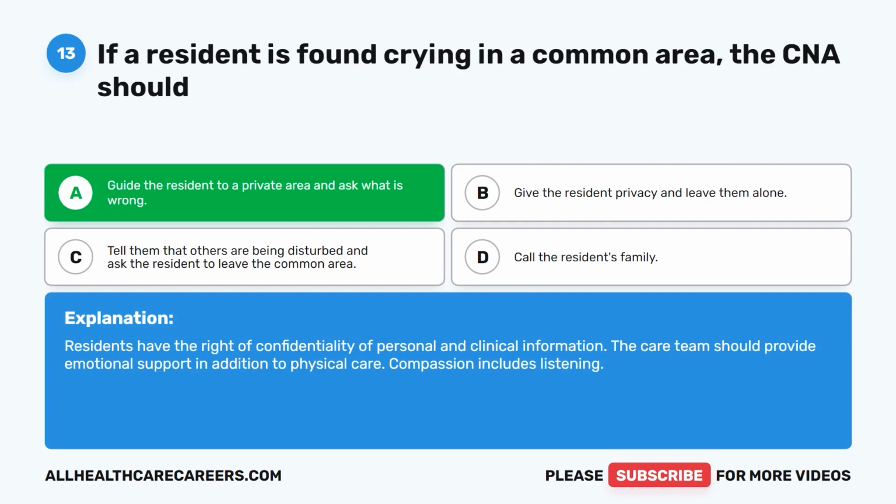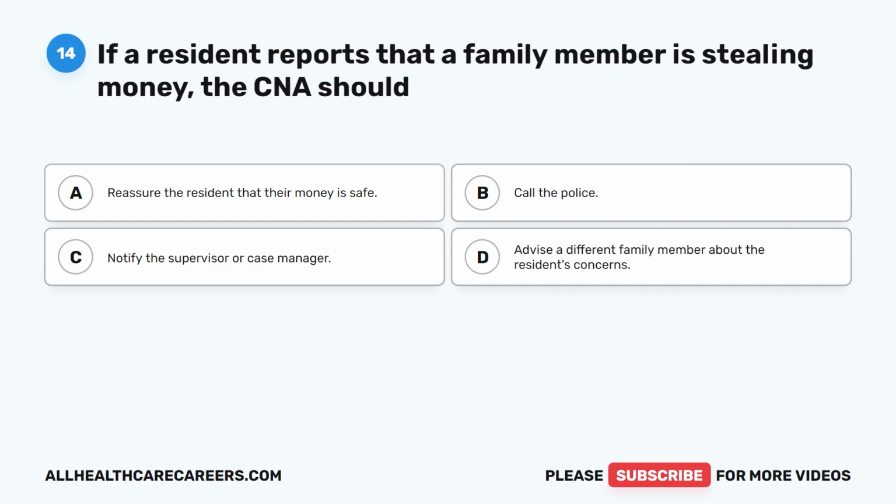Residents have the right of confidentiality of personal and clinical information. The care team should provide emotional support in addition to physical care. Compassion includes listening.